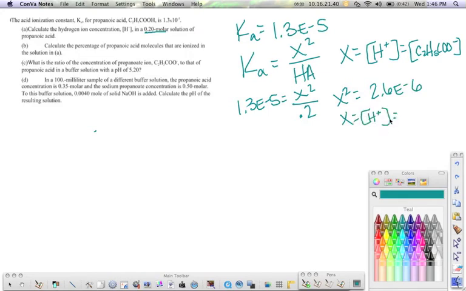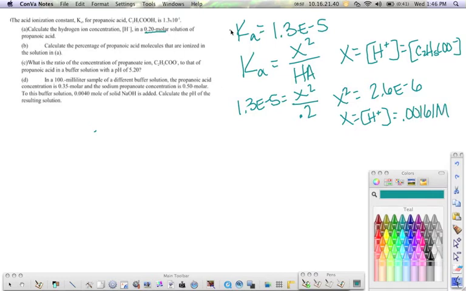therefore x, which equals that hydrogen ion concentration, is equal to 0.00161 molar. So that's A. B, calculate the percentage of propanoic acid molecules that are ionized. Well, if this is how much hydrogen ions we have, if we want to know what percentage of it has ionized, we take this amount that's ionized, divide it by the amount that we started with.